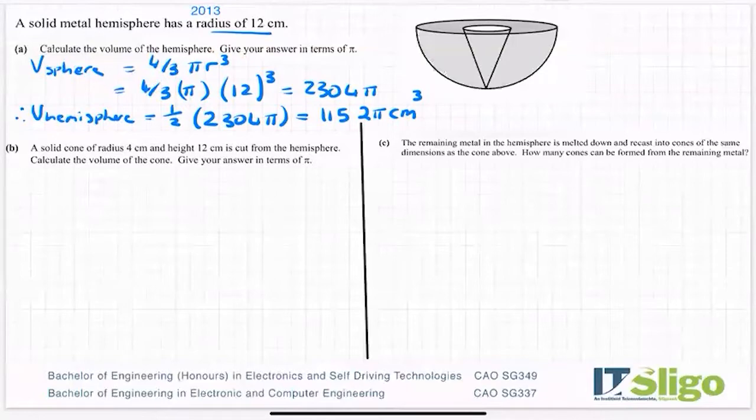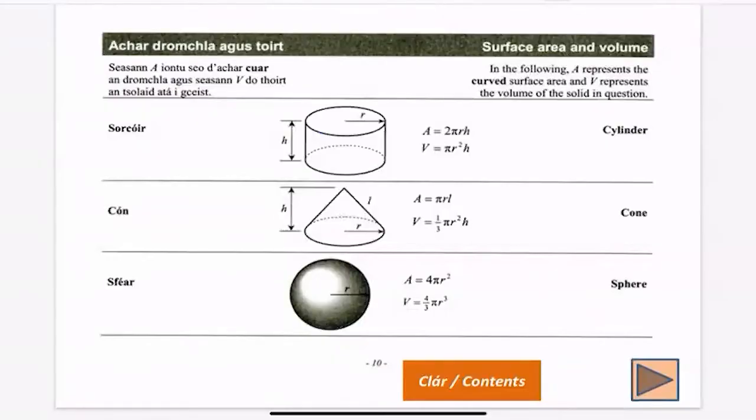Once you have that formula in the log tables, it's okay. Next: a solid cone of radius 4 centimeters and height 12 centimeters is cut from the hemisphere. In the diagram here, there's this cone and some machine is cutting that cone out from this solid hemisphere, a bit like arts and crafts. Calculate the volume of the cone. In the same way, I would write volume cone. I always write my shape here because the V formula changes depending on it.